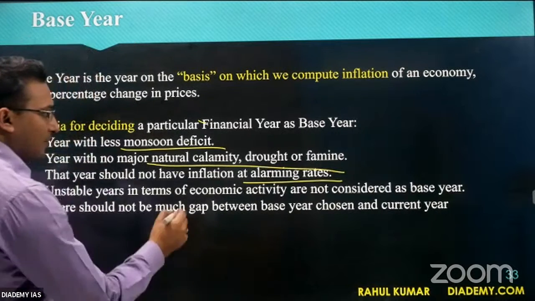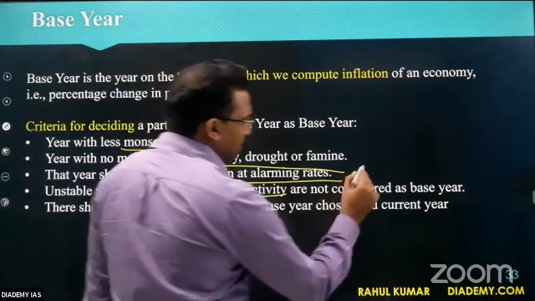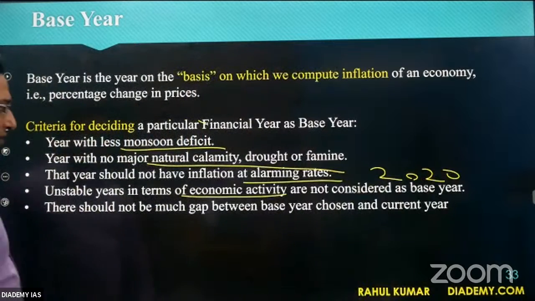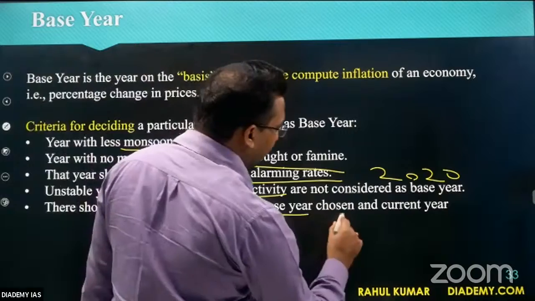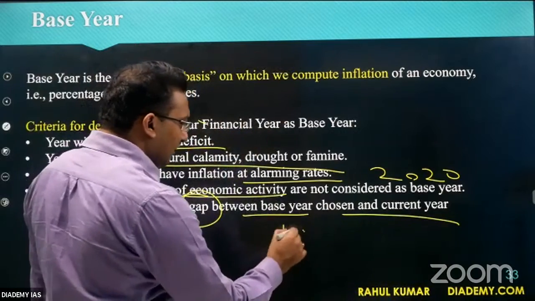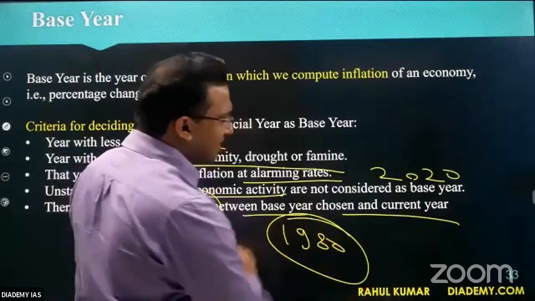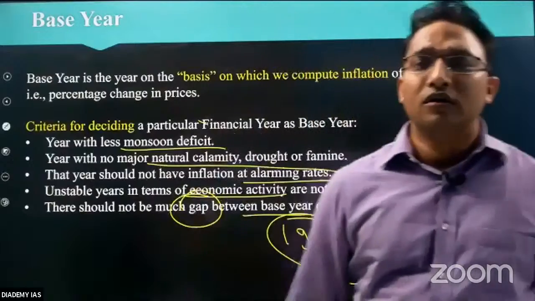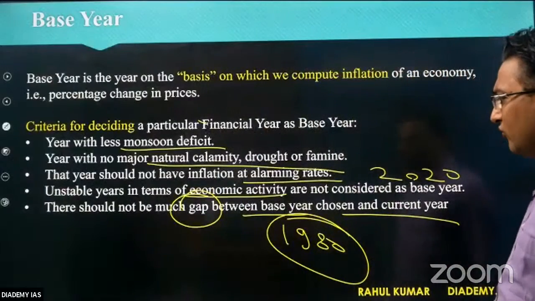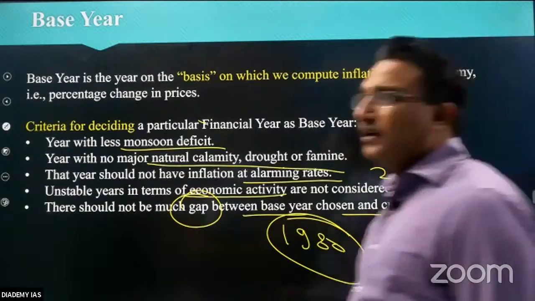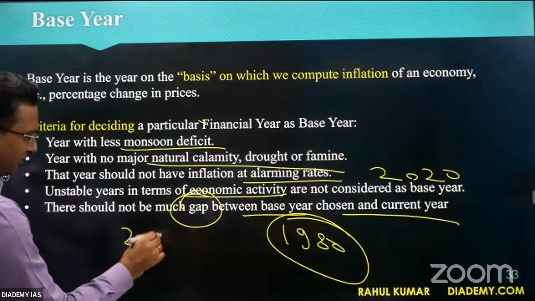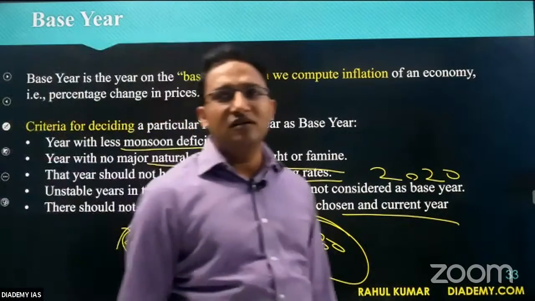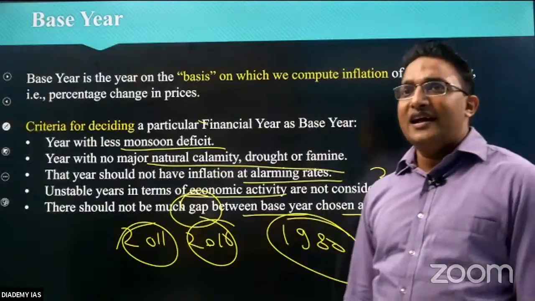Unstable years, for example, whenever economic activity is unstable, like 2020 because of the COVID lockdown. And then, the gap between the base year and the current year should not be very high. For example, if we take 1980 as the base year, it is not suggested because 1980 means around 40 years ago. That is too much. So we should go as recent as possible. So 2011, 2016, 2001, these are some of the base years which are there, and we will see the different indices with different base years.